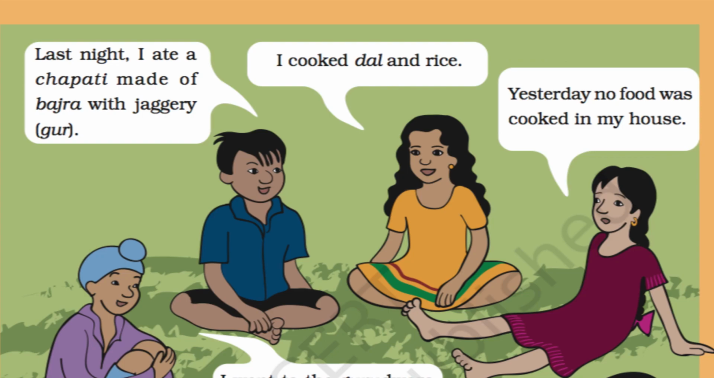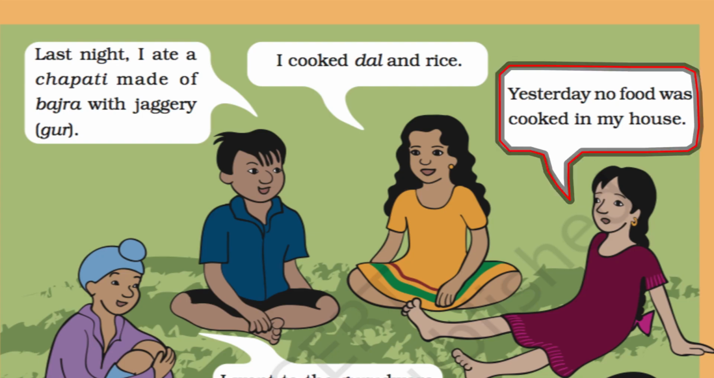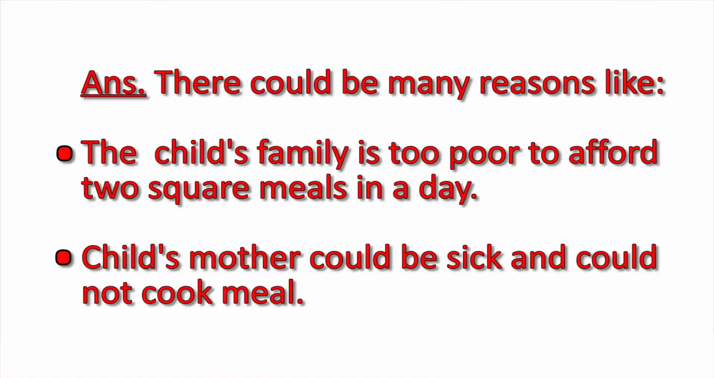Now you have also noticed that in the picture there is one child in whose house no food was cooked. What could be the reason? Well, there could be many reasons, like the child's family is too poor to afford two square meals in a day, or the child's mother could be sick and hence could not cook a meal. There may be different reasons.